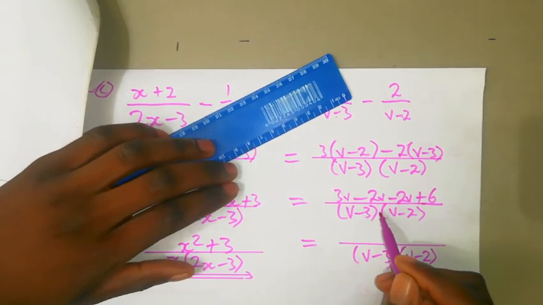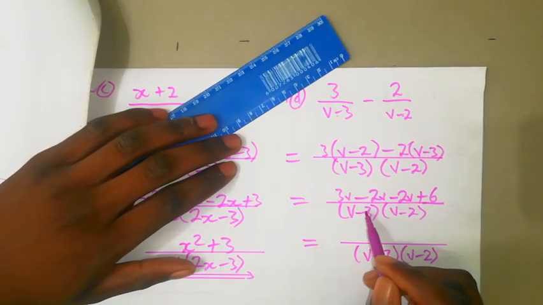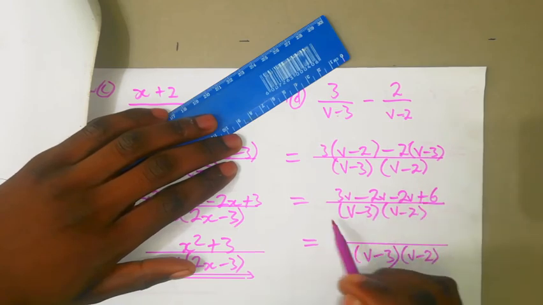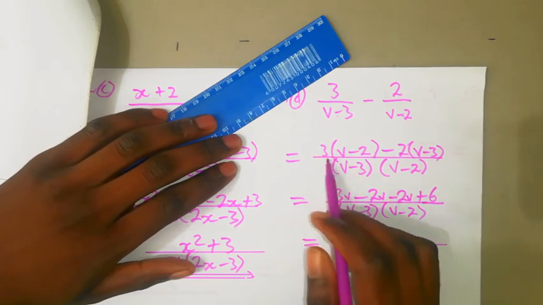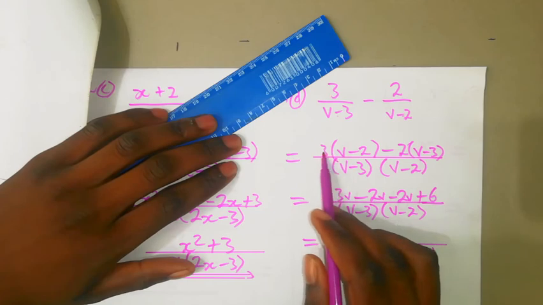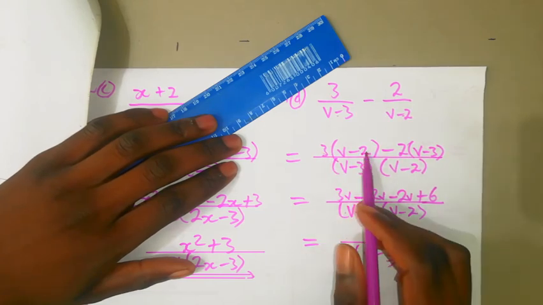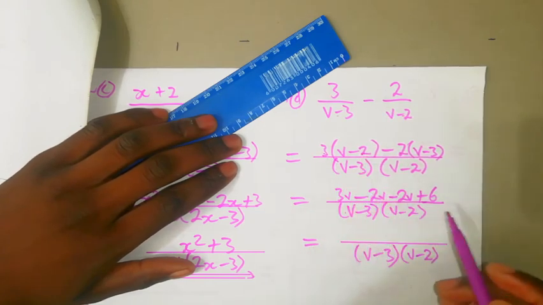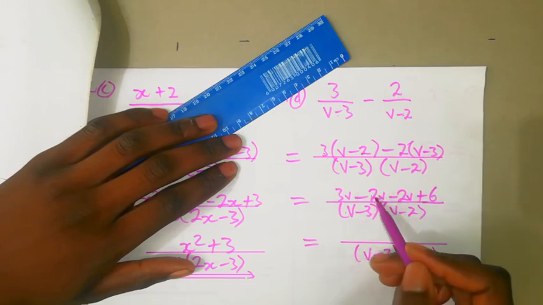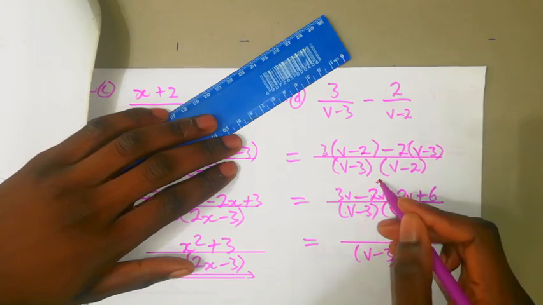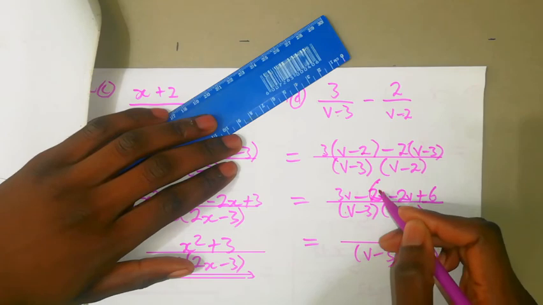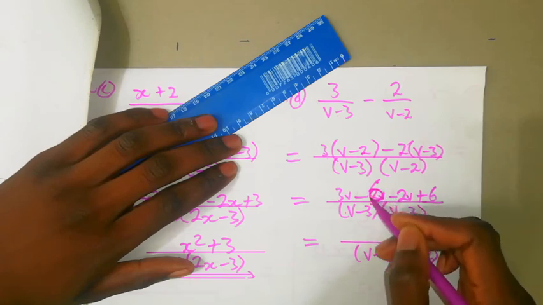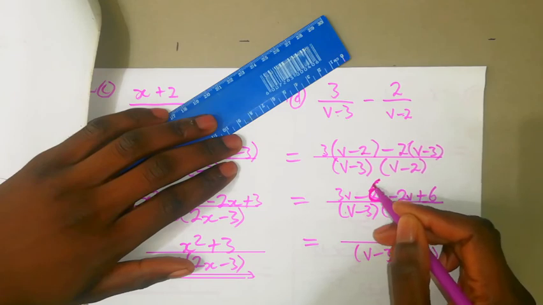I already have my denominator there. I think here I made a mistake somehow. This is 3 times negative 2. Yeah, there is a mistake. 3 times negative 2, that's what? That's negative 6. I said negative 2v. That's negative 6 there. That is my negative 6.